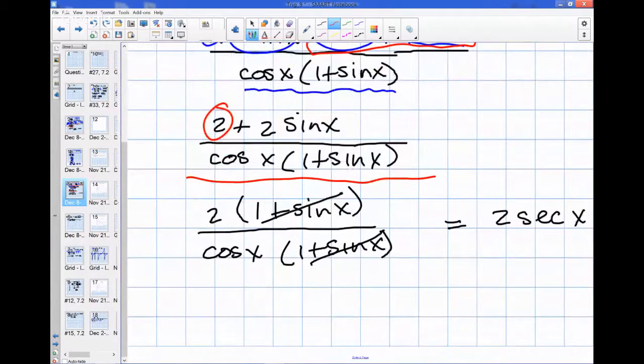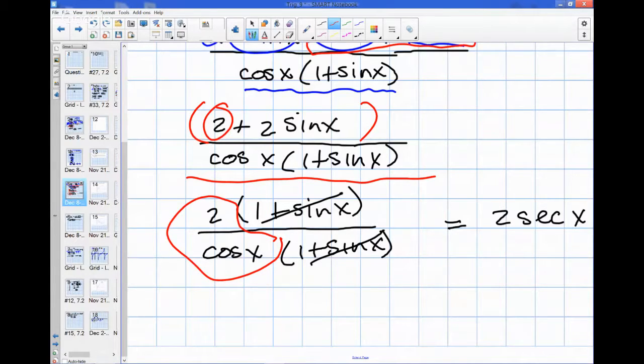I've factored a 2 out of the top. Do you see how this thing right here has a 2 in both terms? So I pulled the 2 out: 2 times the quantity, 1 plus sine. Why did I do that? Because there's a 1 plus sine x factor in the bottom too, and they can cancel. Cool. So now I'm just down to this.